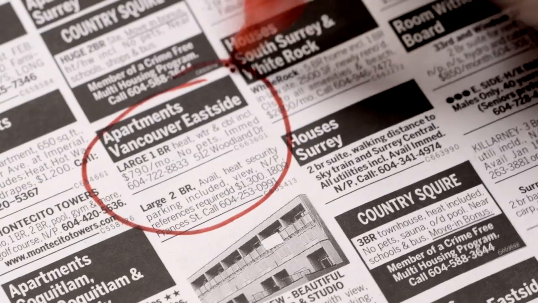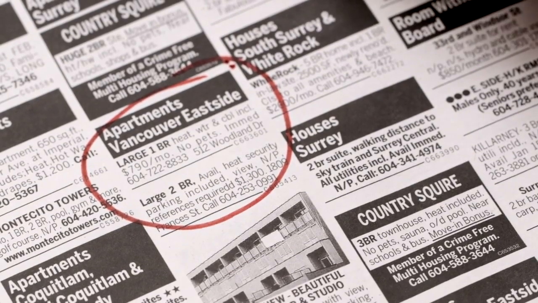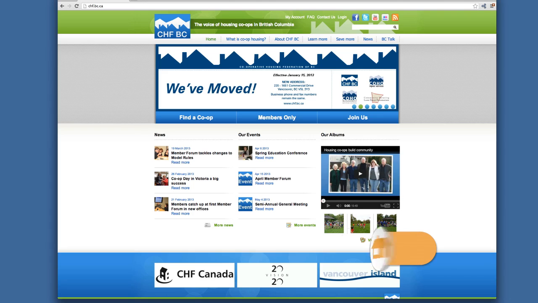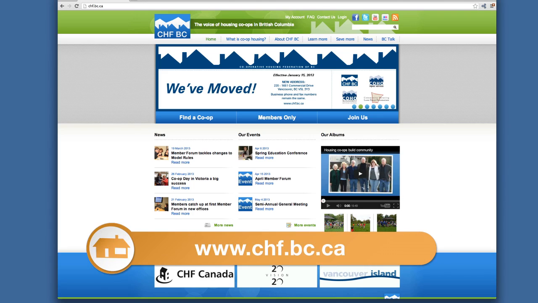You can find lower-cost housing through housing cooperatives called co-ops. To learn more about co-ops, visit the Cooperative Housing Federation of BC website.